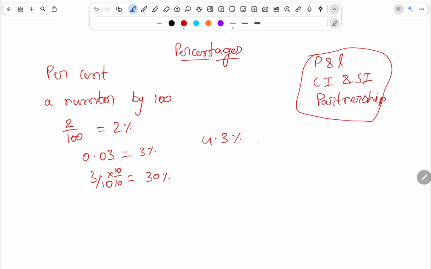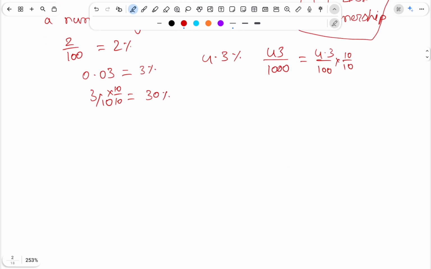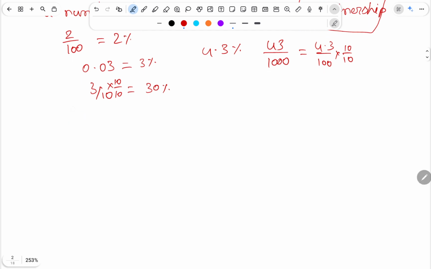4.3 percentage can be written as 43 by 1000, because 4.3 can be written as 4.3 by 100. So into 10 by 10 can be written as 43 by 1000. And here we need to learn a very important thing, that is conversion of fraction into percentage or percentage into fraction.